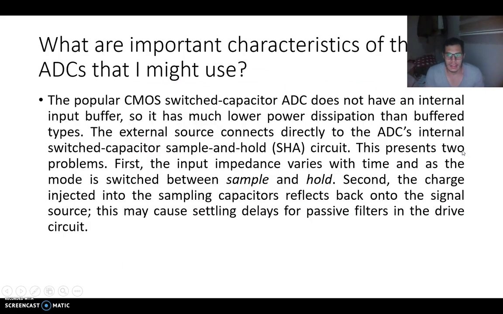What are the important characteristics of the ADCs that I may use? The popular CMOS switched capacitor ADC does not have an internal input buffer, so it has much lower power dissipation than buffered types. The external source connects directly to the ADC's internal switched capacitor sample-and-hold (SHA) circuit.